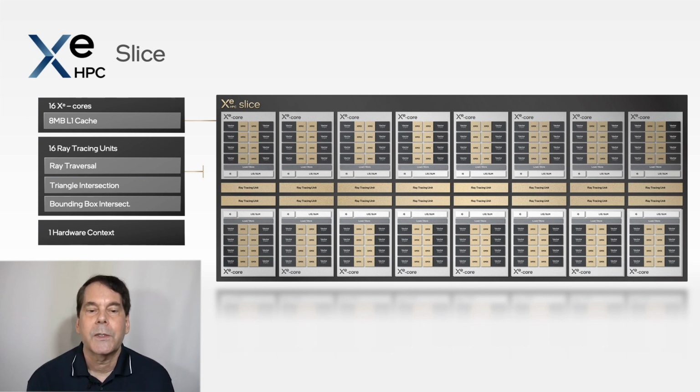The hardware context feature implements space sharing as opposed to time sharing, and enables XE-HPC GPUs to execute multiple applications concurrently without expensive software-based context switches. This greatly improves the utilization of GPUs in the cloud.